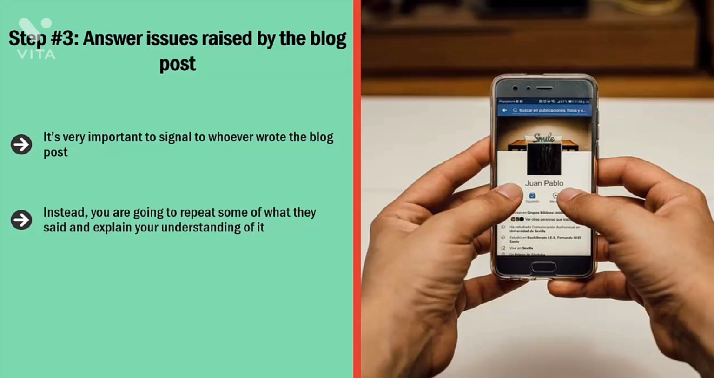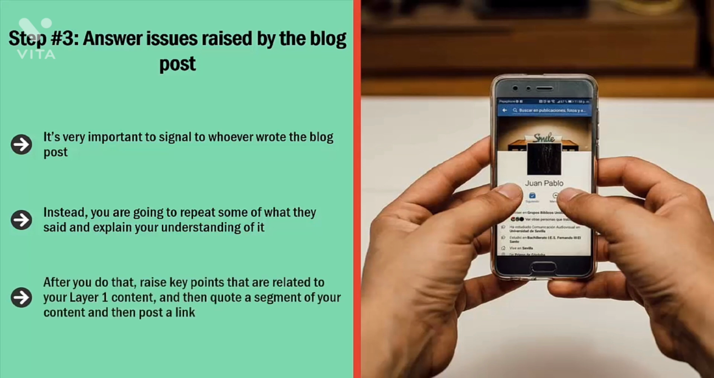Instead, you're going to repeat some of what they said and explain your understanding of it. Then, you're also going to raise issues with them or raise questions. You may not agree, and say so. After you do that, raise key points that are related to your Layer 1 content, and then quote a segment of your content and then post a link. Done properly, your comment is not going to look like spam. Instead, your comment actually enhances the content that you're commenting on.